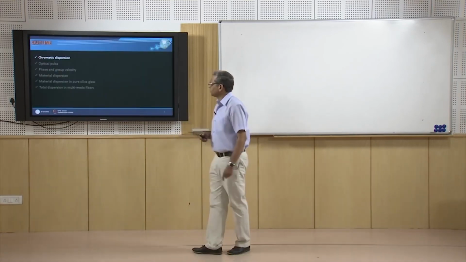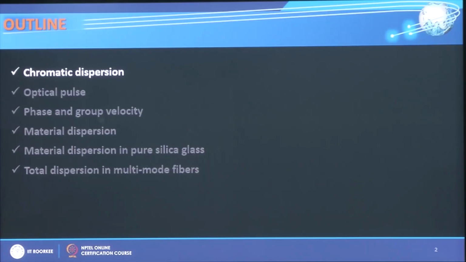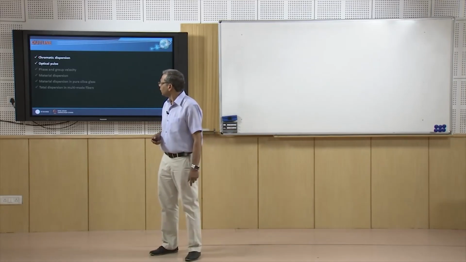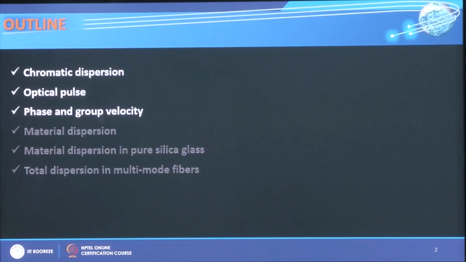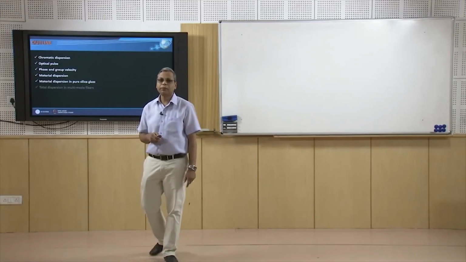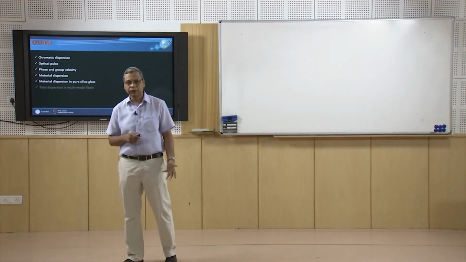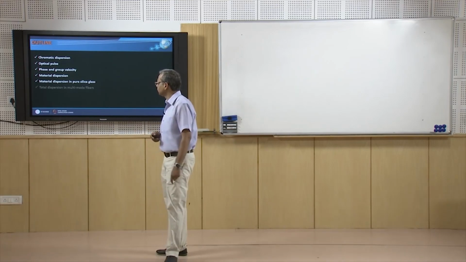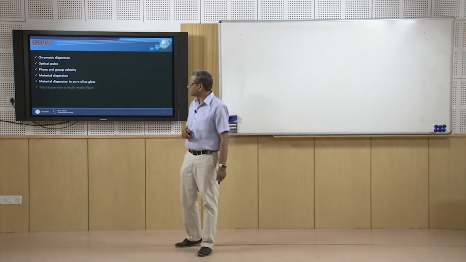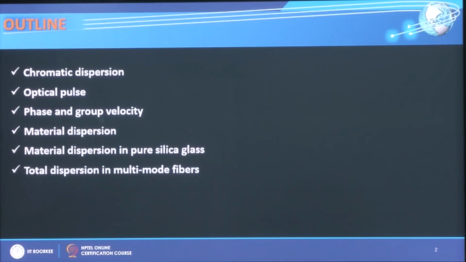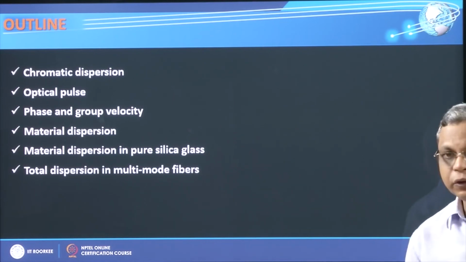The flow of the lecture is something like this. We will talk about chromatic dispersion, then what is an optical pulse, what are phase and group velocities, then material dispersion. Since telecom fiber is made of pure silica glass, we would look into the material dispersion of pure silica glass, and then what is the total dispersion in a multimode fiber.